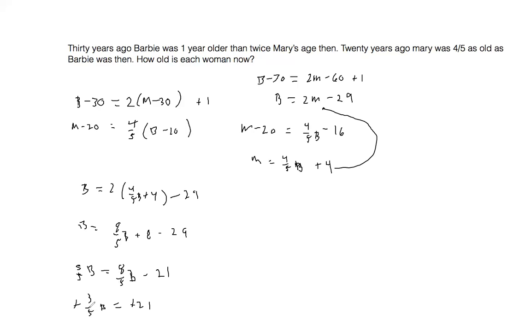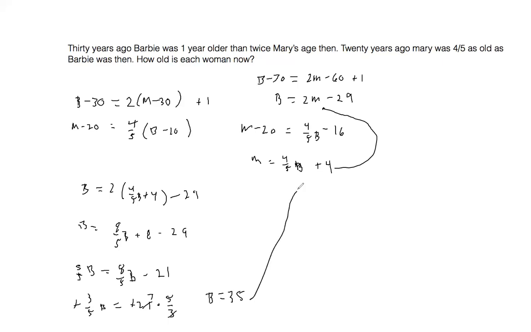Now I'm going to multiply by the reciprocal to cancel out my coefficient to isolate B. So I'm going to multiply by 5/3. 21 divided by 3 is 7, and 7 times 5 gives me 35. So I've just solved B equals 35. But I'm not quite done. I need to find Mary's age.